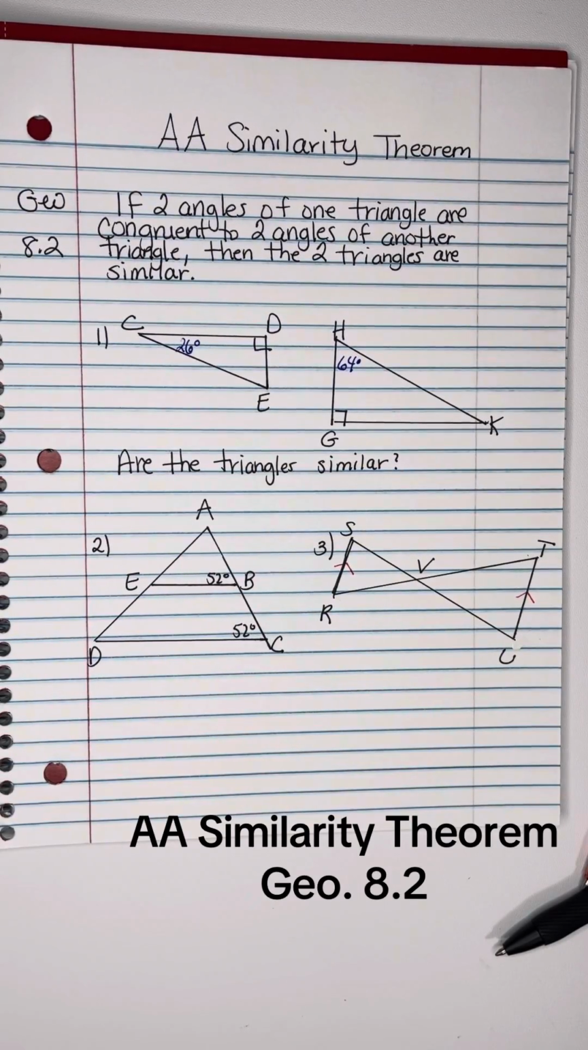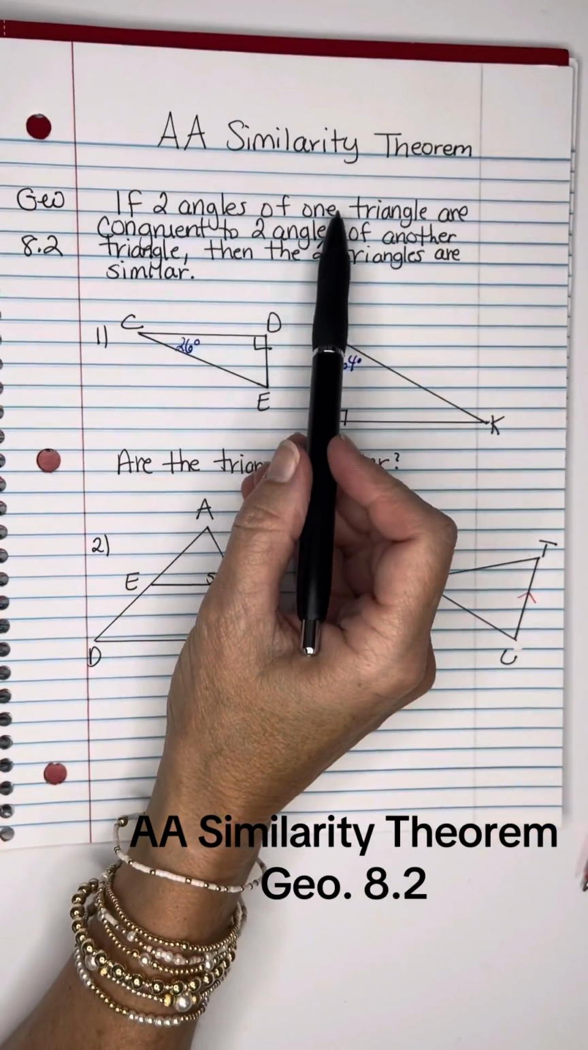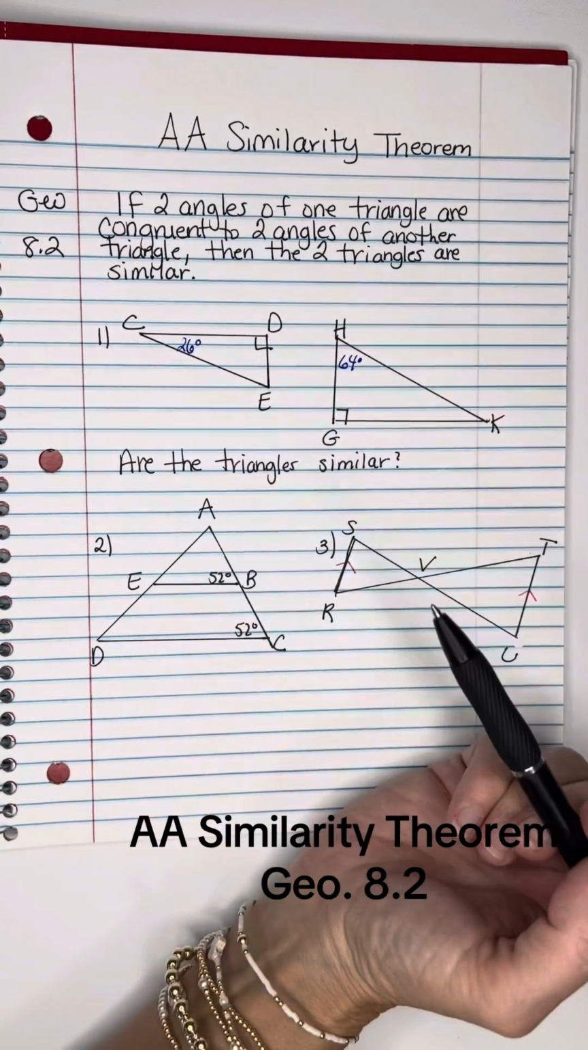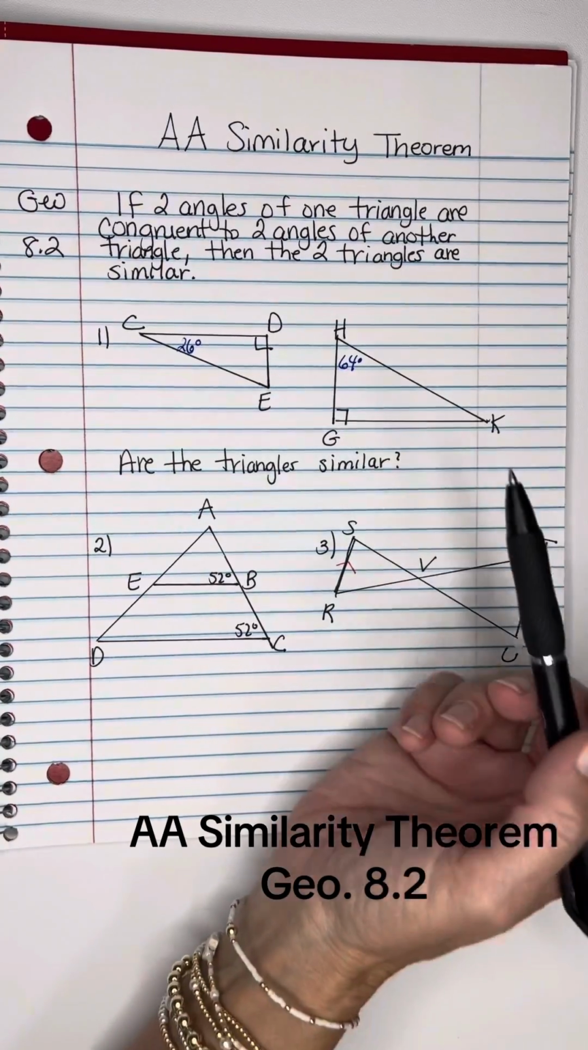We have the angle-angle similarity theorem. If two angles of one triangle are congruent to two angles of another triangle, then the two triangles are similar. So we're going to keep that in mind as we work these problems right here.